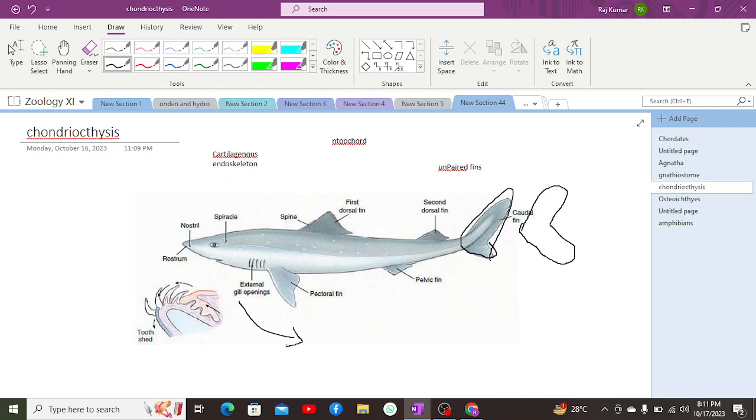They are also having around 5 to 7 external gill openings. Rest, they are having several tiny, sharp, enamel-coated denticles known as placoid scales present over their body, which makes their body quite hard. Apart from that, these placoid scales are present in Chondrichthyes.